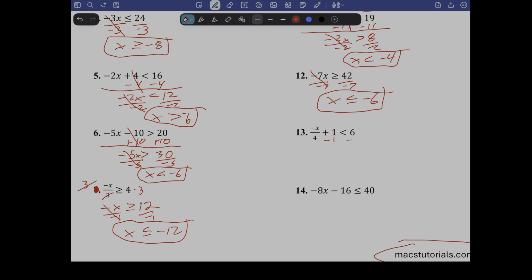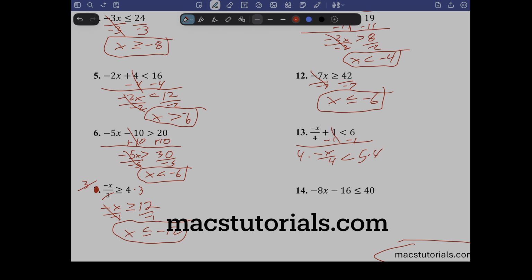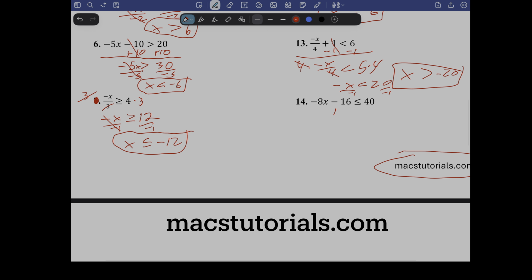Now I'm going to subtract 1 from both sides. I don't change a thing because I can add and subtract all I want. I'm going to multiply by 4. Now I get negative x is less than 20. And once I divide by the negative 1, now x is greater than negative 20, because I have to flip the sign.